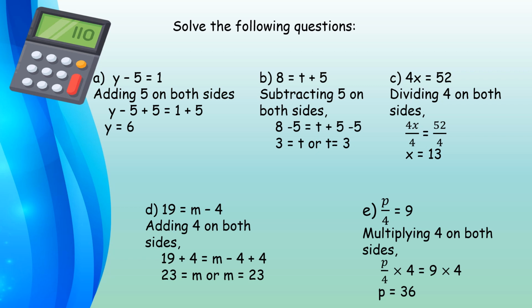Here it is in dividing form. That is p upon 4, p by 4. So we cannot divide p and 4. So we'll multiply 4 on both sides and we'll get the answer as p equals 36.